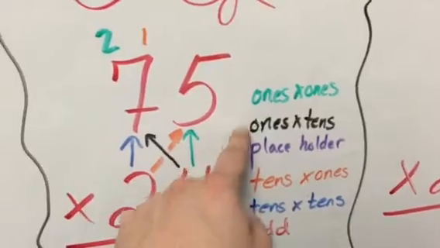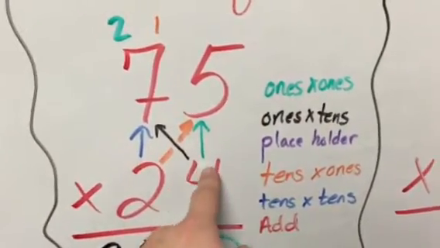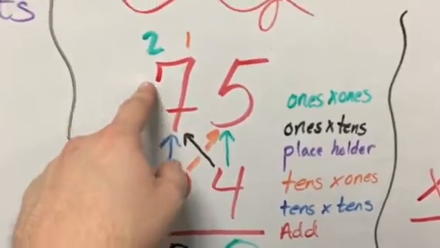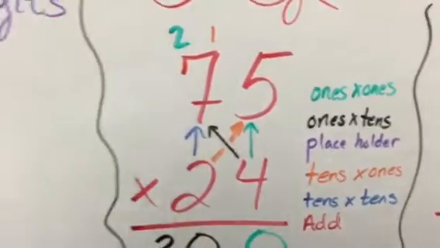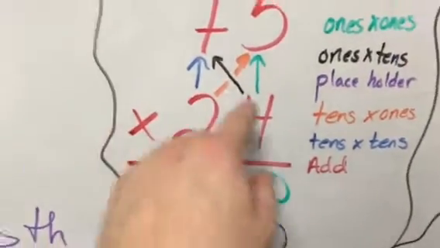And then I go to black. Well, black arrow goes from here to here. So that's the ones times the tens. So 4 times 7 is 28. And then add these 2, 29, 30. So I write down my answer of 30. And now I'm done with this one.